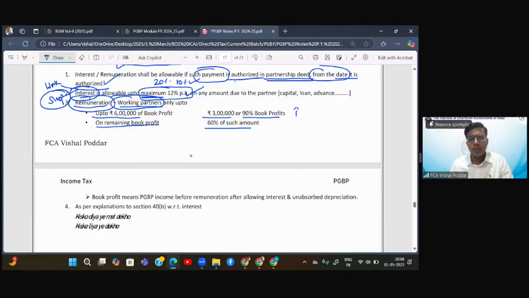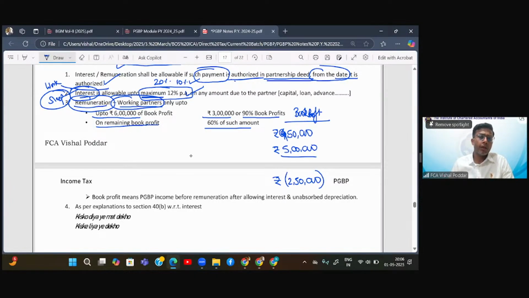So let us take a few examples. Let us say the book profit is rupees 9,50,000. Sorry, not 4 lakhs, 9,50,000. First possibility. Second possibility, book profit is rupees 5 lakhs. Third possibility, there is a book loss of rupees 2,50,000. Now, in these three cases, book profit 950, book profit 5 lakhs, or book loss 250, how much remuneration you can pay to the partners?